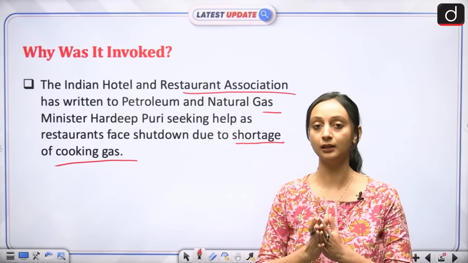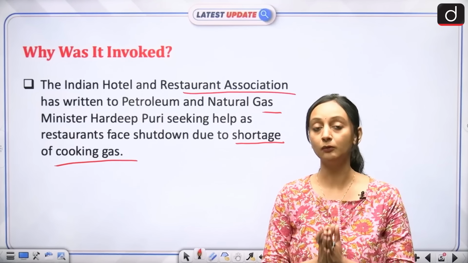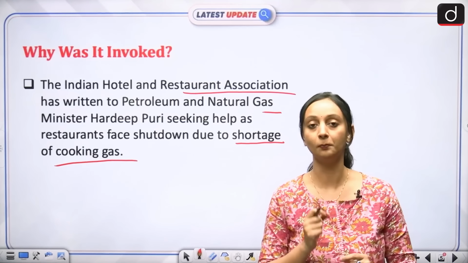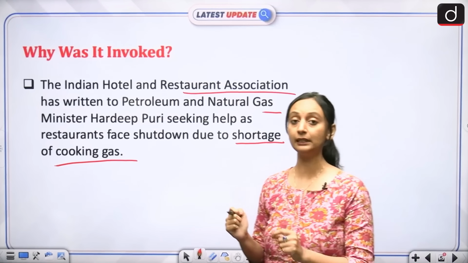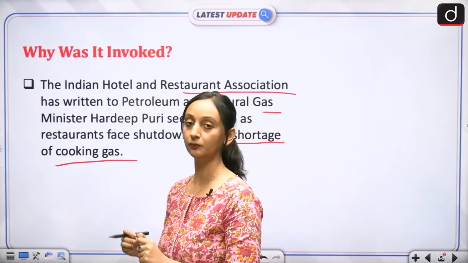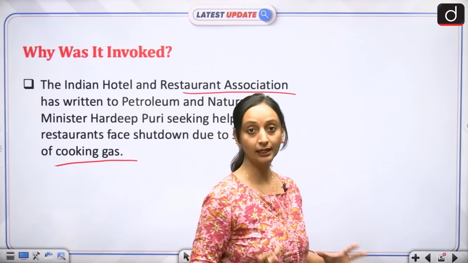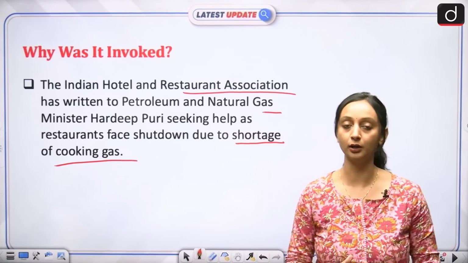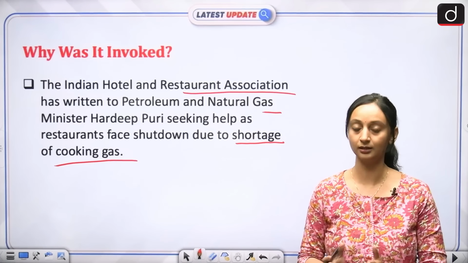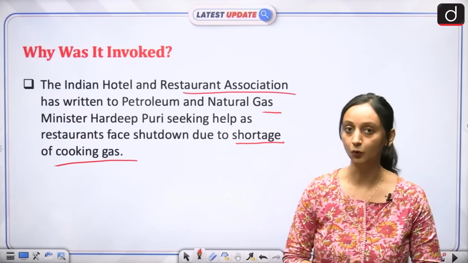and because of that a need was felt to invoke the Essential Commodities Act to maintain the supply of petroleum products for our households and restaurants. Basically, cooking gas should not be falling short in all these essential areas. So that's why this act has been invoked.